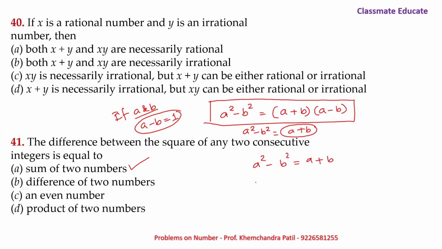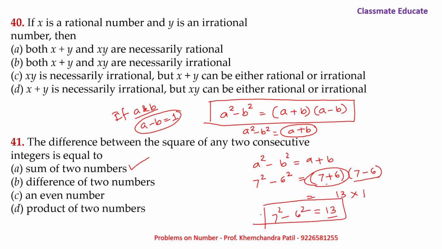Let's take an example. 7 square minus 6 square. How can I write 7 square minus 6 square? It's 7 plus 6 into second bracket 7 minus 6. What is my second bracket? That is 1. So what am I left with? That is 7 plus 6, that is equal to 13. 13 into 1 is equal to 13. So 7 square minus 6 square is nothing but the sum of the numbers.